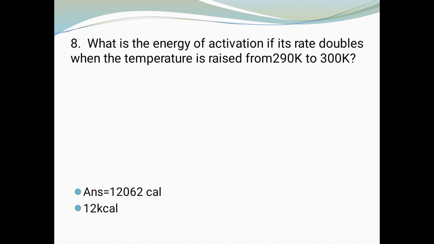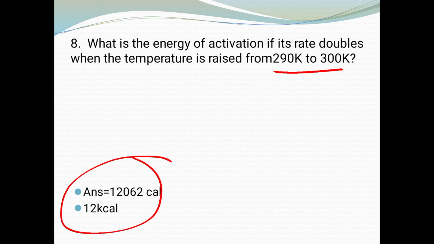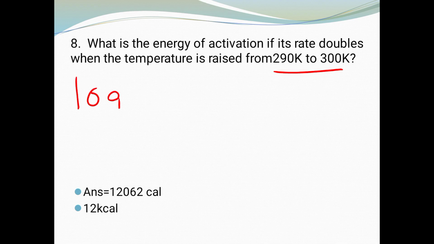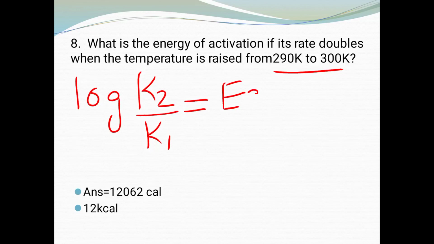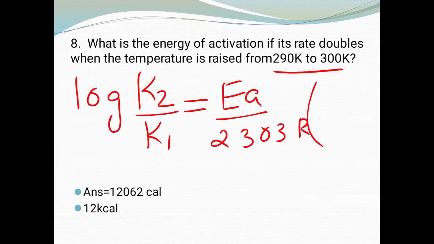Next question. What is the energy of activation if its rate doubles when the temperature is raised from 290 to 300 Kelvin? Here you have your answers, but you need to find the solution using a formula. Which formula you will use? Log K2 by K1 equals EA upon 2.303 R into T2 minus T1 upon T1 T2.